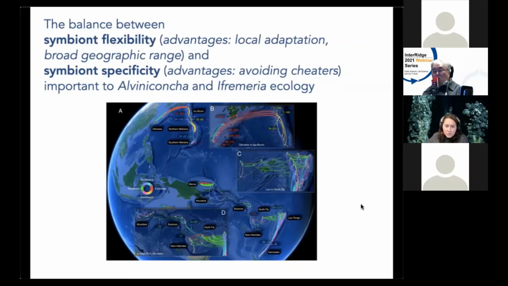So this is again from the Rhode 2016 study looking at the dispersal of these snails, or the potential for dispersal of organisms in these snails' ranges. And you can see they have the potential for wide-ranging dispersal. They have broad ranges. And so some of this ability to have these populations be connected and to have these broad ranges may relate to this balance between flexibility and symbiont specificity.